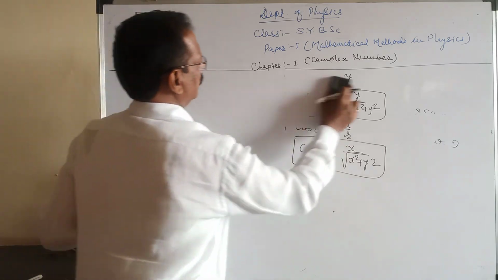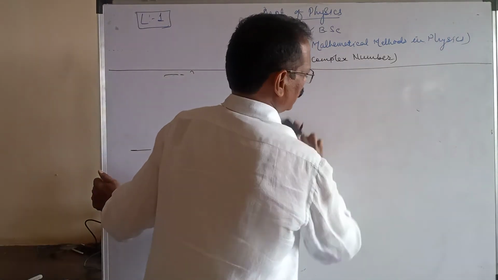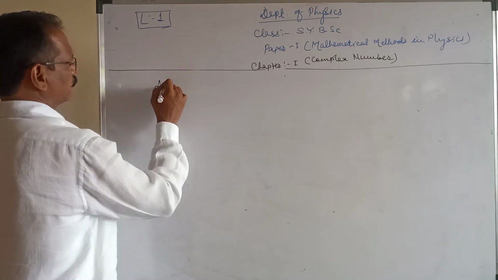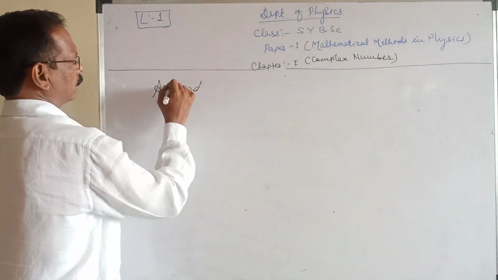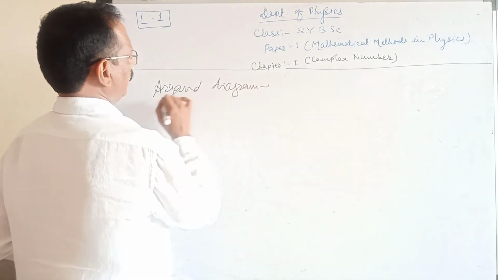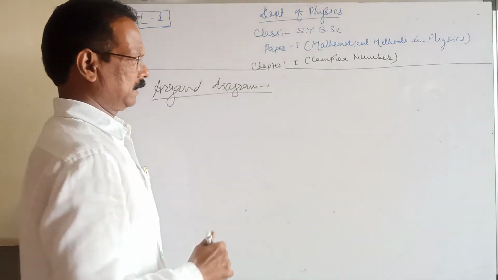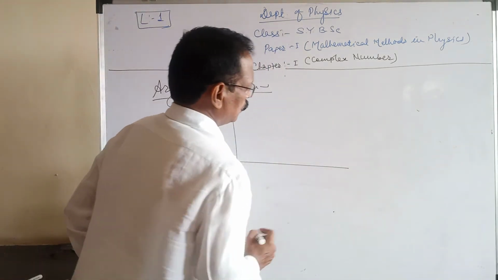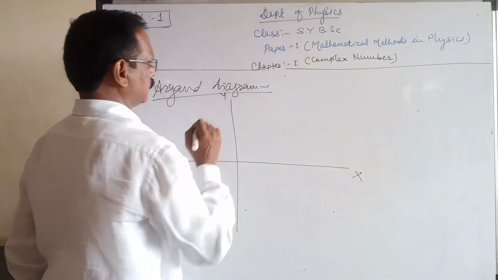Next, lastly, we have to see what the Argand diagram is. It is a very simple Argand diagram. It is a graphical representation. Suppose this is the graphical representation; this is your x-axis and this is your y-axis.